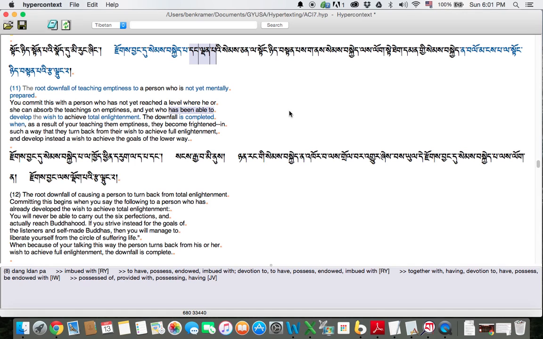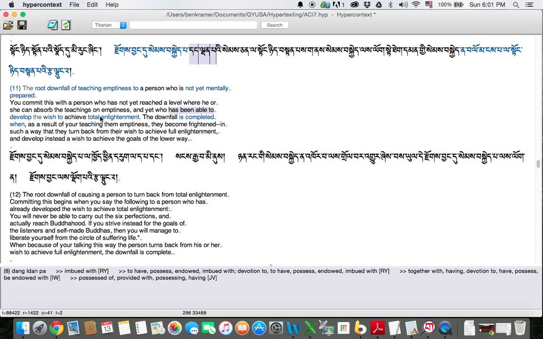Is possessed of the develop. Yeah, it's tricky. But in English, you don't say who possesses develop. You see what I mean? Right. It's tricky. It's hard.